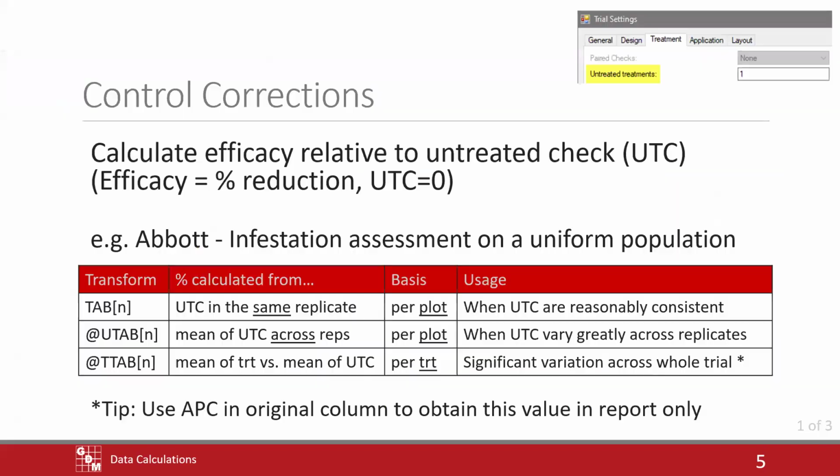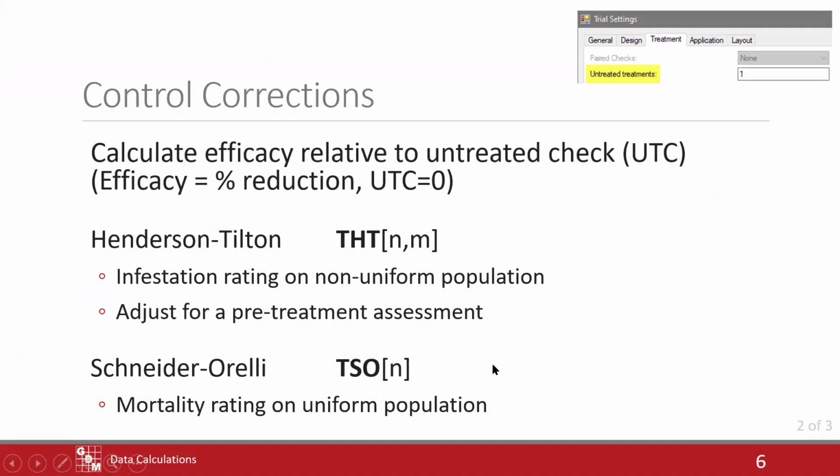Okay, so that's the control. That's really the Abbott's and its variations. There are a couple of other control corrections that are possible. There is a Henderson-Tilton, and you can access that using the code THT, really designed for infestation ratings on a non-uniform population. Then you go out and take a pre-application before you apply the treatments.